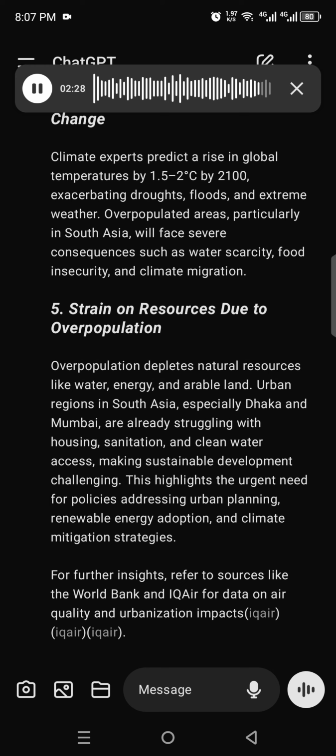For further insights, refer to sources like the World Bank and IQAir for data on air quality and urbanization impacts.